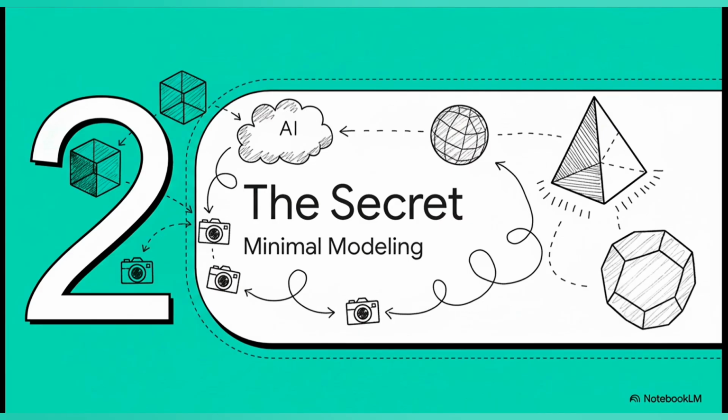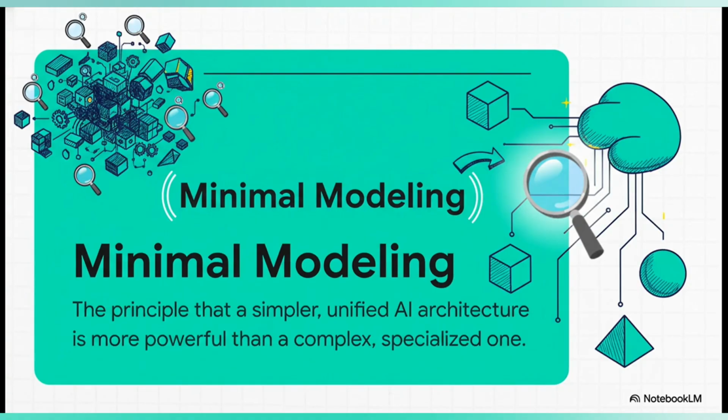So, the big question is, how does it actually pull this off? Well, the secret is this really elegant philosophy the creators call minimal modeling. You see, for years, the standard approach was to build these super complex, specialized AI models for every single little 3D task. Minimal modeling completely flips that on its head. The whole idea is that a single, much simpler, unified architecture can actually be way more powerful. It's the classic less is more approach, but for AI.